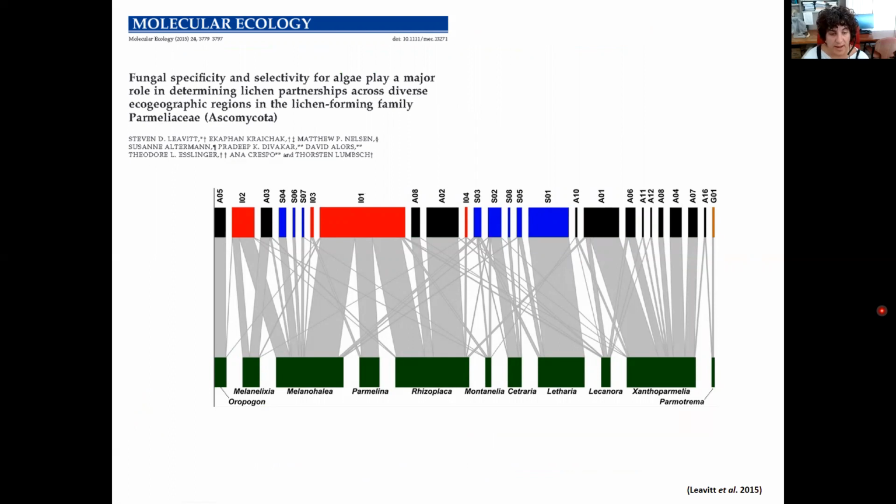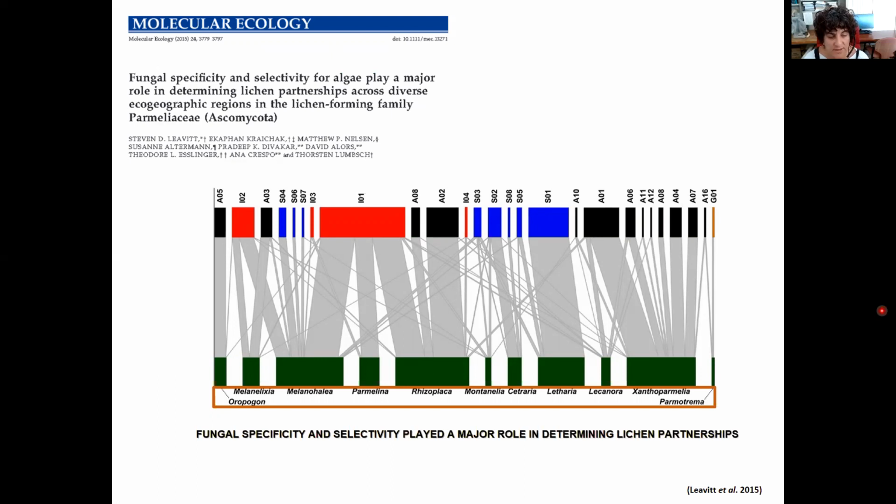Leavitt et al. analyzed the algal ITS region from 11 mycobiont genera of Parmeliaceae and Lecanoraceae, but they did not include Parmelia. They explored the patterns of symbiotic interaction in these lichens based on ecoregion distribution and mycobiont taxonomy. They concluded that fungal specificity and selectivity for algal partners played a major role in determining lichen partnership.